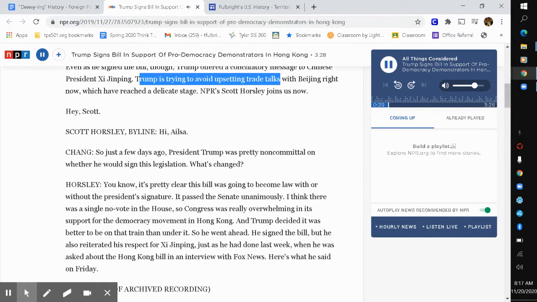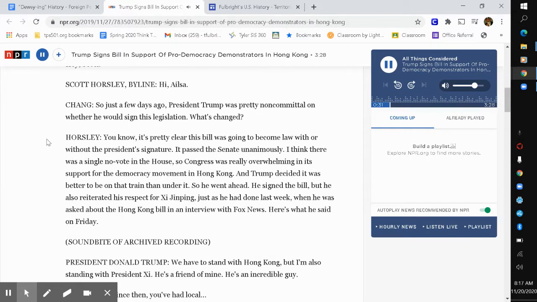President Trump was pretty non-committal on whether he would sign this legislation. What's changed? You know, it's pretty clear this bill was going to become law with or without the president's signature. It passed the Senate unanimously. I think there was a single no vote in the House. So Congress was really overwhelming in its support for the democracy movement in Hong Kong. And Trump decided it was better to be on that train than under it.